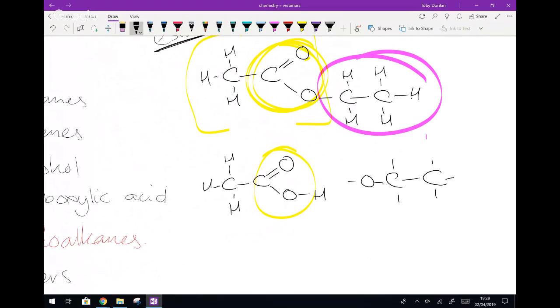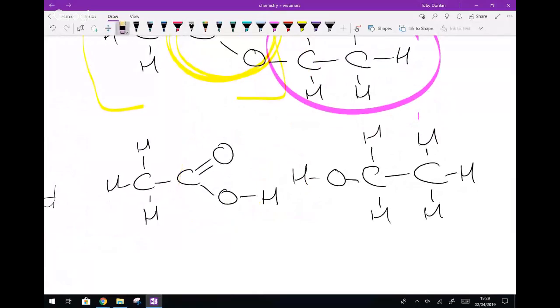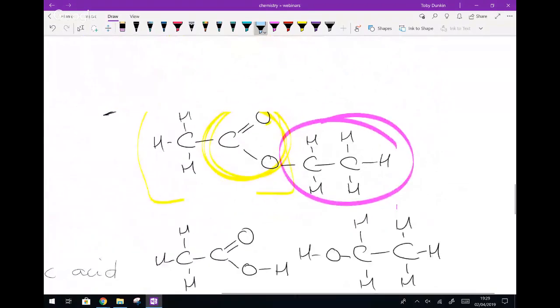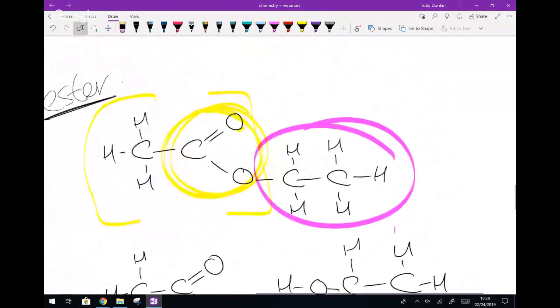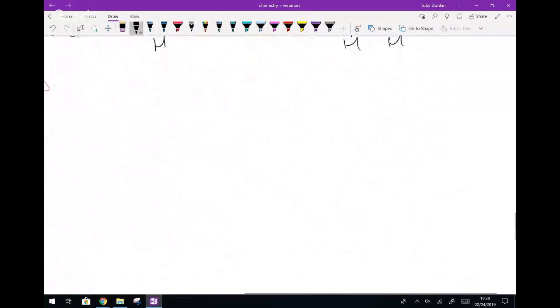So I thought, because of its usefulness and continuity for names, but it does allow me to easily see how they're related because it matches up with my other guys. Now, when these two react, I'm going to come to the reactions soon, but I just wanted to talk you through all the different families. And esters is a relatively new addition.